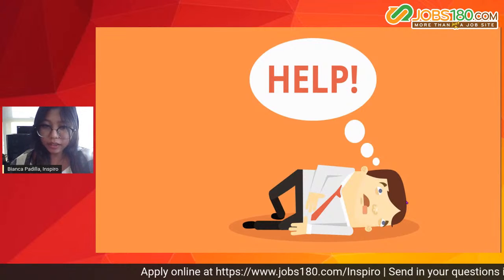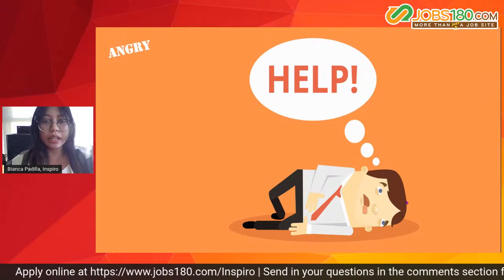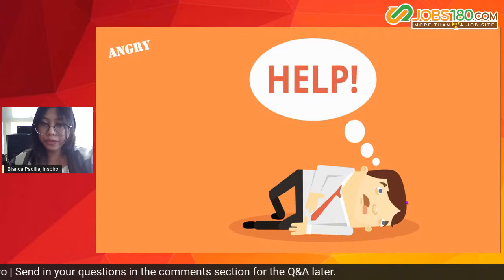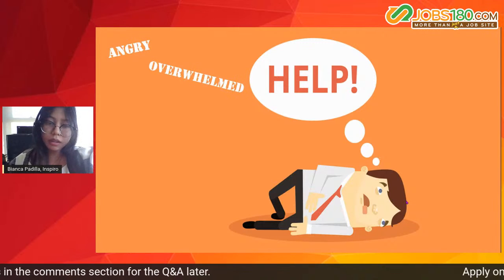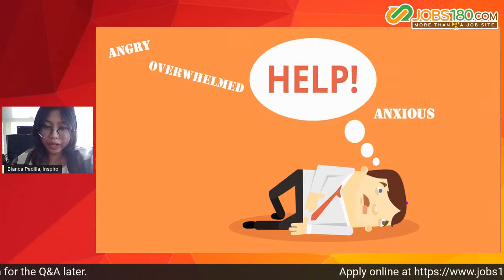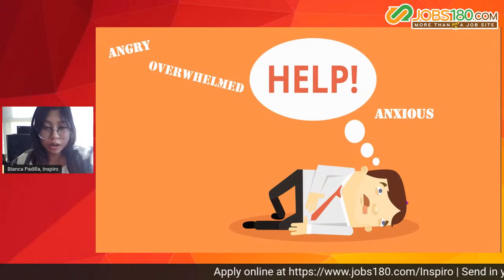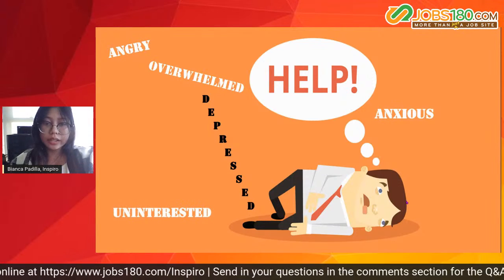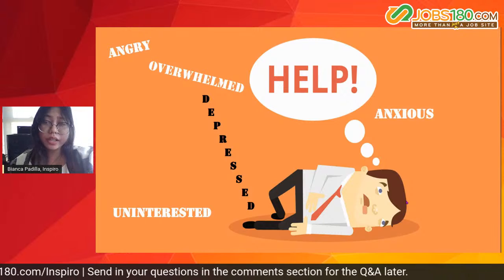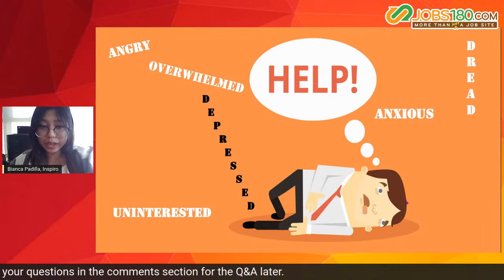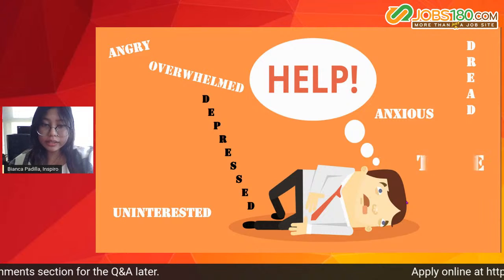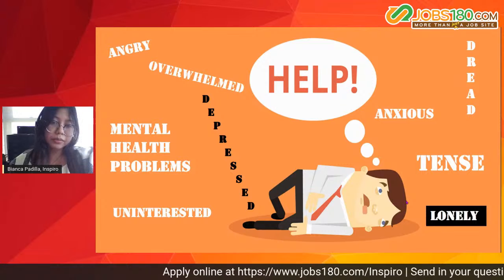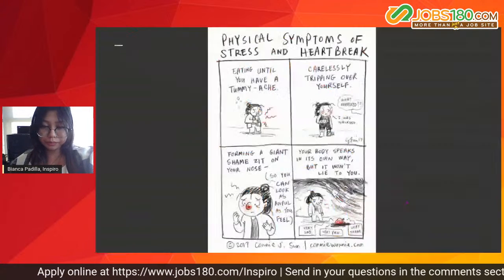Some signs are irritability, when you're angry, you feel impatient or wound up, you feel overburdened or overwhelmed, you feel anxious, nervous, or afraid, like your thoughts are racing and you can't switch off, unable to enjoy yourself, you get depressed, you get uninterested in life, like you've lost your sense of humor, and a sense of dread, worried or tense, neglected or lonely, and lastly, existing mental health problems getting worse.